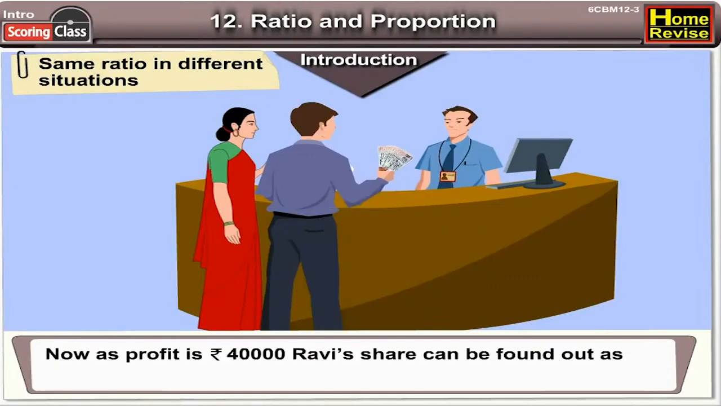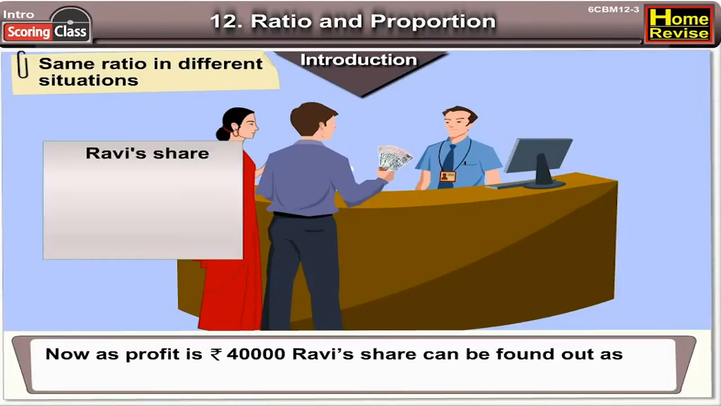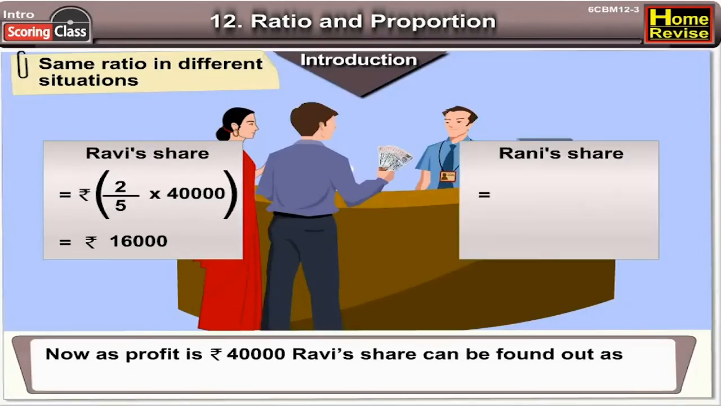Well, now as profit is rupees 40,000, Ravi's share can be found out as Ravi's share is equal to rupees 2 upon 5 into 40,000. Once you calculate it, it is rupees 16,000. And Rani's share is equal to rupees 3 upon 5 into 40,000, which is equal to rupees 24,000.